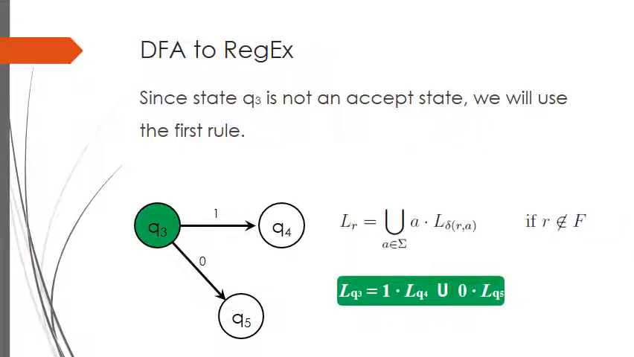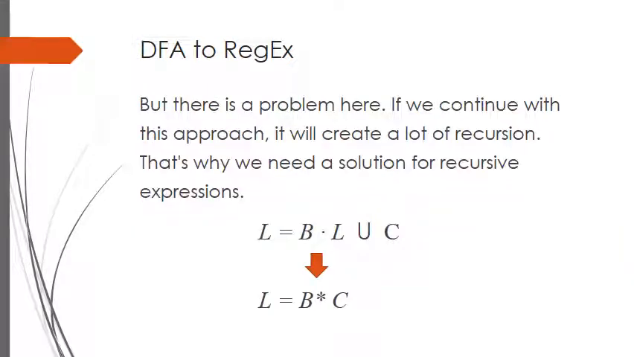In this example, to model the Q3 state, we write the LQ3 variable like that. But there is a problem here. If we continue with this approach, it will create a lot of recursion. That's why we need a solution for recursive expressions. The transformation indicated by the arrow is the solution that will save us from recursive expressions. Therefore, the expressions after modeling are reduced and made suitable for this transformation.